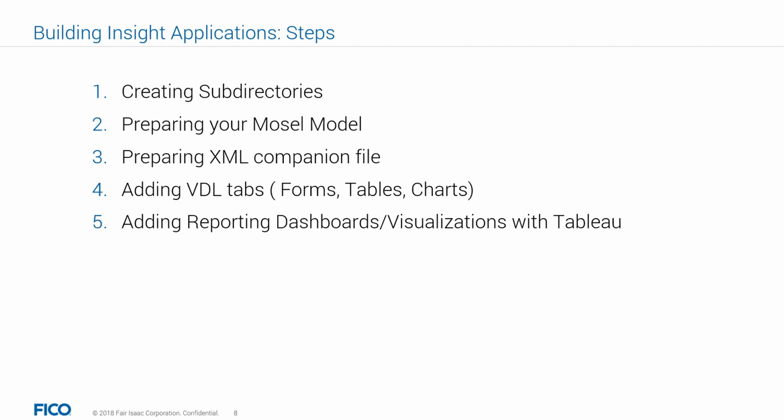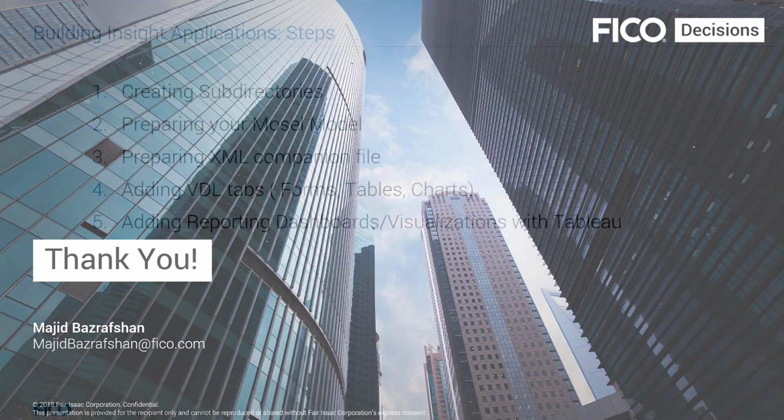So to summarize, there are 5 main steps. Creating subdirectories, preparing your Mosel model, preparing the XML companion file, adding your view tabs, and adding reporting dashboards with Tableau.